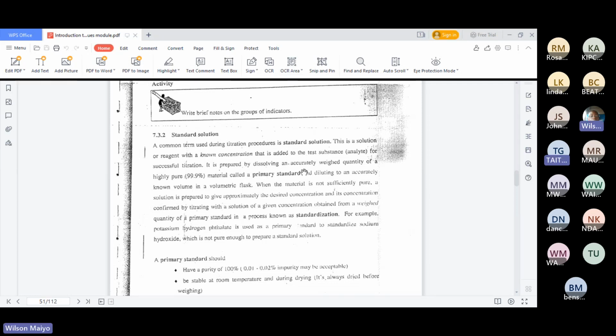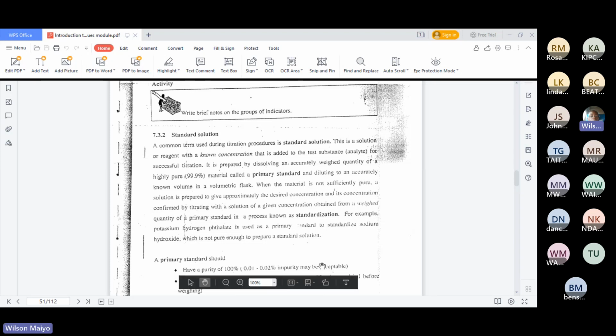This standard solution is prepared by weighing some quantity of a very pure substance and dissolving it in enough water to make a certain volume, depending on how much you require. Now this material that we use to prepare a standard solution is referred to as a primary standard. It should be highly pure, because the purity here is very key to minimize errors when it comes to titration or any other determination. We are told that it should be around 99.9% pure. Otherwise, if it is not very pure, it can give issues when it comes to the actual titration.